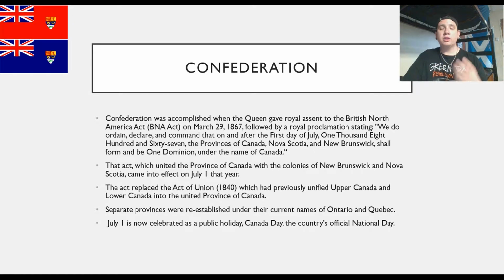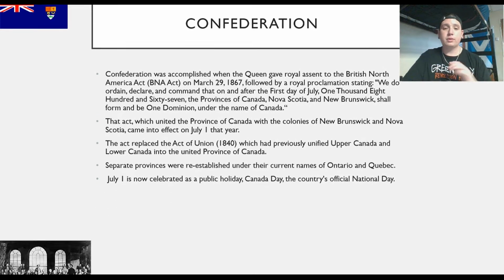The act replaced the Act of Union of 1840, which had previously unified Upper Canada and Lower Canada into the United Province of Canada. Separate provinces were re-established under their current names of Ontario and Quebec. July 1st is now celebrated as the public holiday Canada Day, this country's official national holiday.